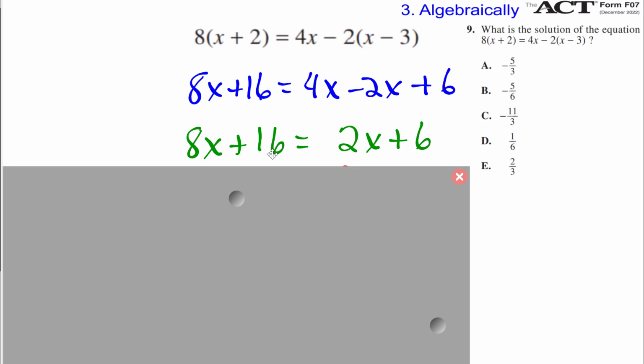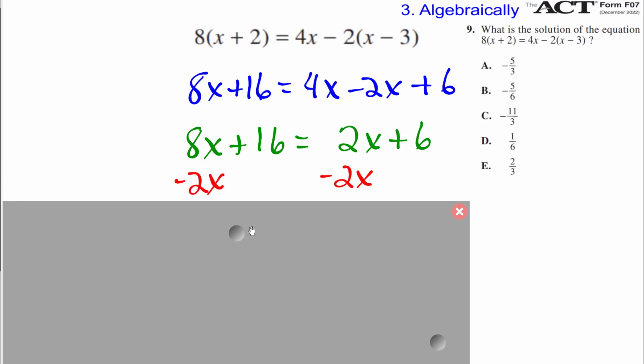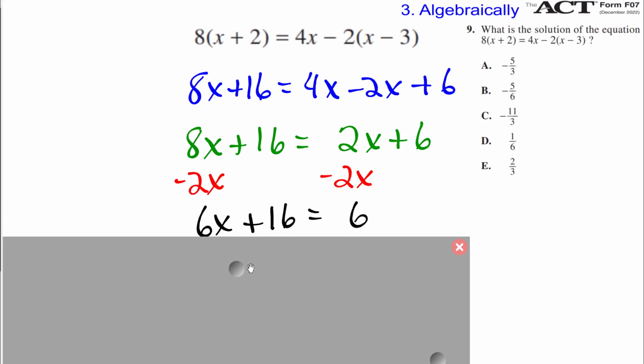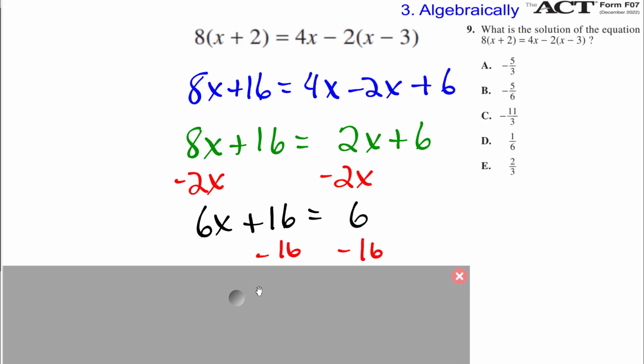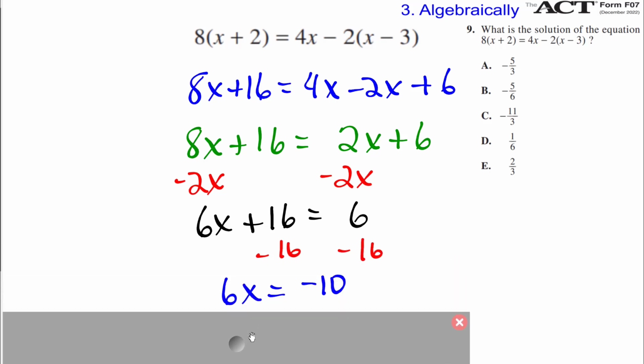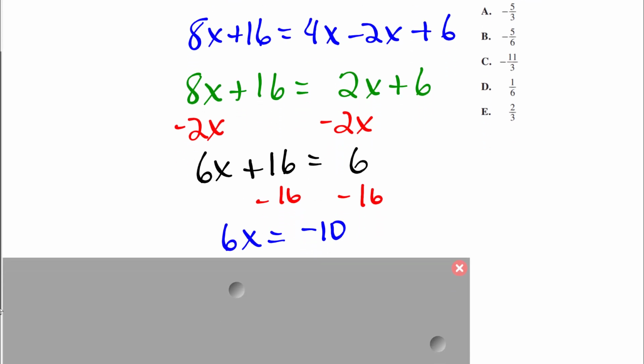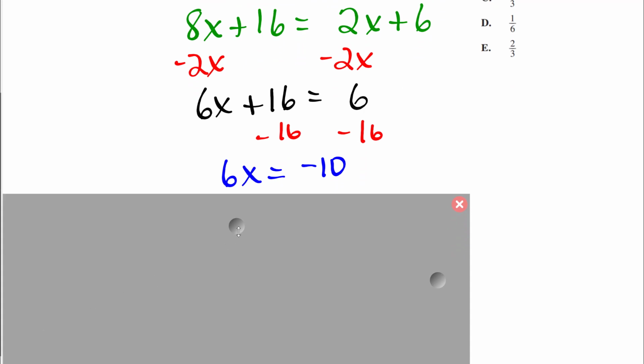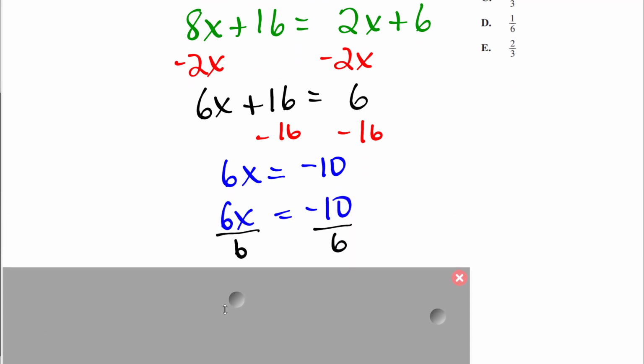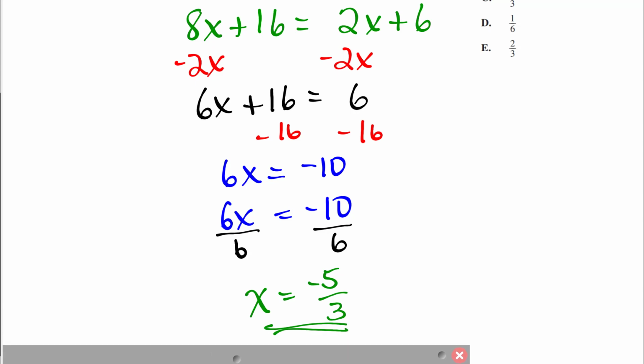Here we need to subtract the same number from both sides. I think I'll subtract 2x rather from each side to isolate the x term and be left with this. And if I'm going too fast, of course, press pause as needed. Now I'll subtract 16 from each side and be left with this. And now we'll divide both sides by 6 and get that x is equal to -5/3.